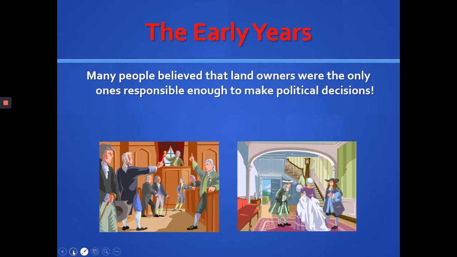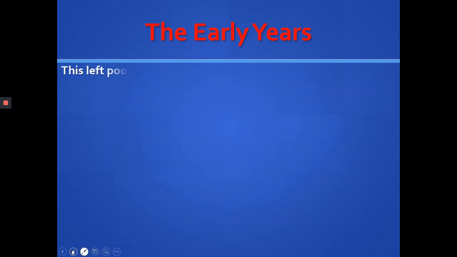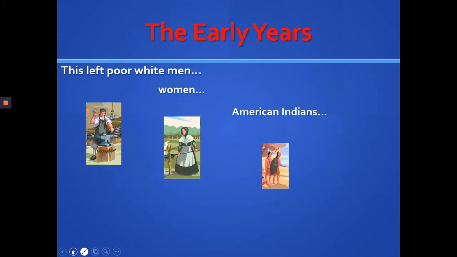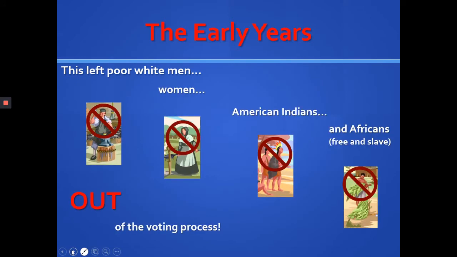Now that you've made your guess, let's take a look. If we are talking about who would be excluded, it would leave out poor white men because they would have no land. It left out women because they were not male. It left out American Indians because they also did not have the same ownership of land that colonists considered to be appropriate. And it also left out Africans, both free and enslaved, because they were not white men. So it left out huge portions of the population from the voting process.